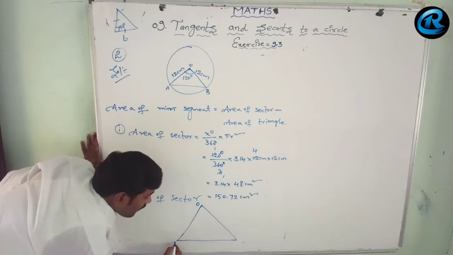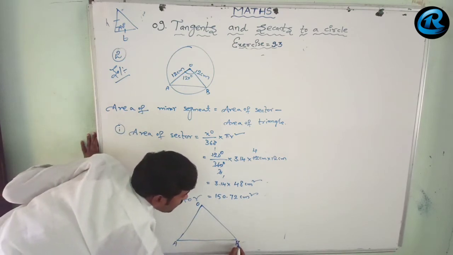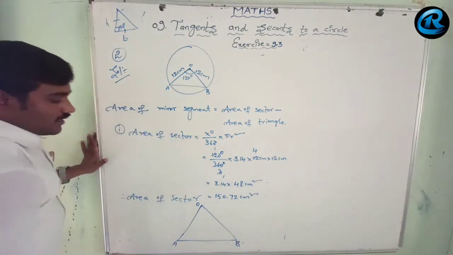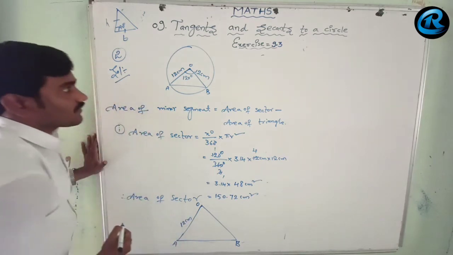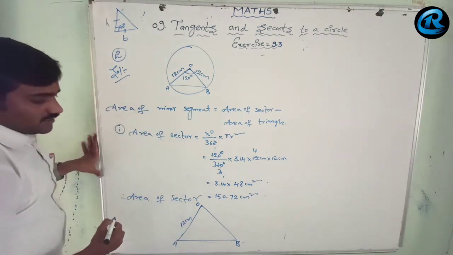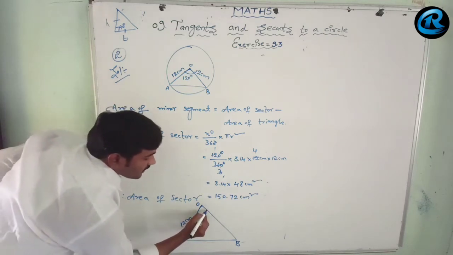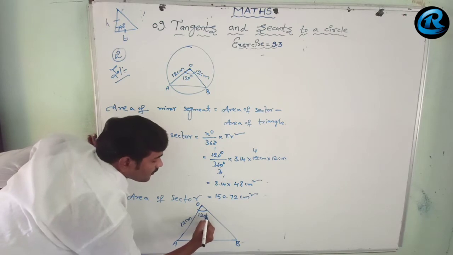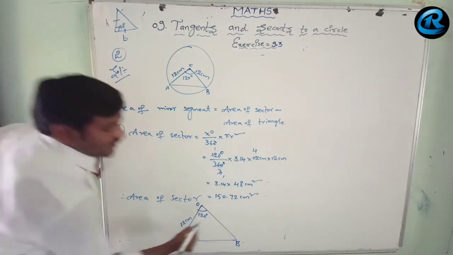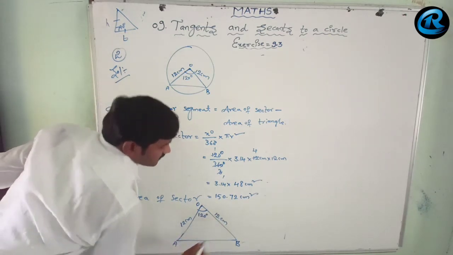Here O, A and B form a triangle. We know that this side is 12 centimeters, and this side is also 12 centimeters. The angle given here is 120 degrees.